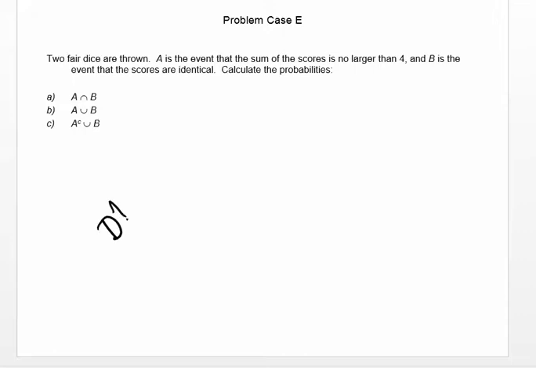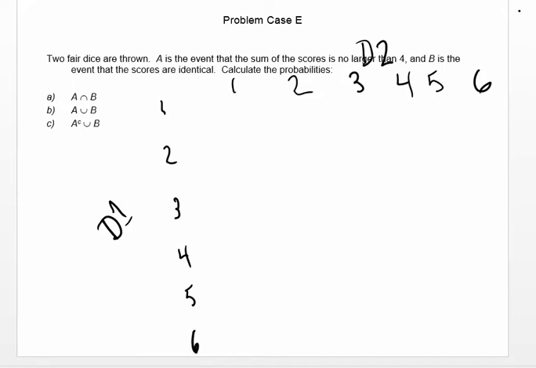So we're going to look at dice number 1, and you could get a 1, a 2, a 3, a 4, a 5, or a 6 with that dice. And for dice 2, we could get a 1, a 2, a 3, a 4, a 5, or a 6. Now, when we look at these, the total of the scores is 2, 3, 4, 5, 6, 7.